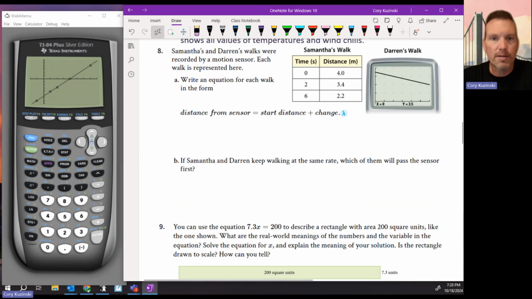All right, we got a couple more. Hit pause, try number 8. Samantha and Darren's walks are recorded by a motion sensor. Each walk is represented here. Write an equation for each walk in this form.